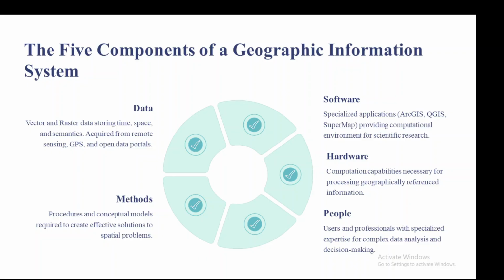So there are five components of a geographic information system. We'll just name them first. First is data, then there is software, hardware, people, skilled people, and methods. The first one being data.